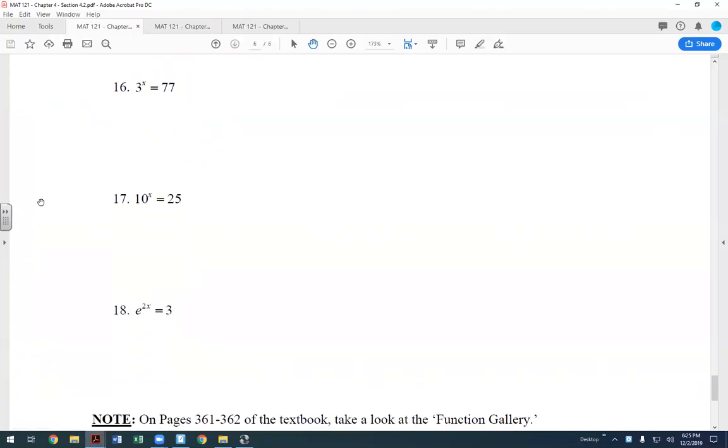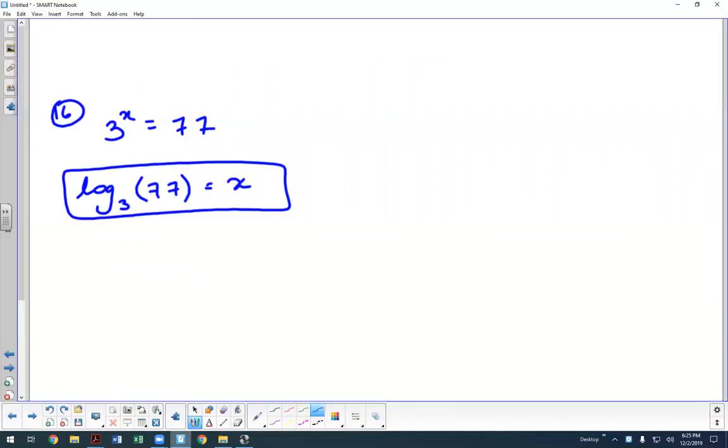10 to the x equals 25. If we just log 25 equals x. Oops, sorry. Hold on. Okay, go ahead, Trey. Would it just be log and then parentheses 25 equals x?